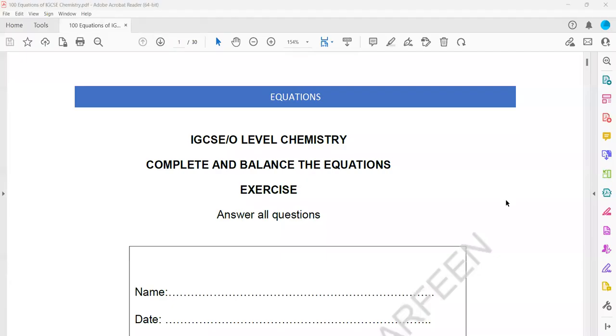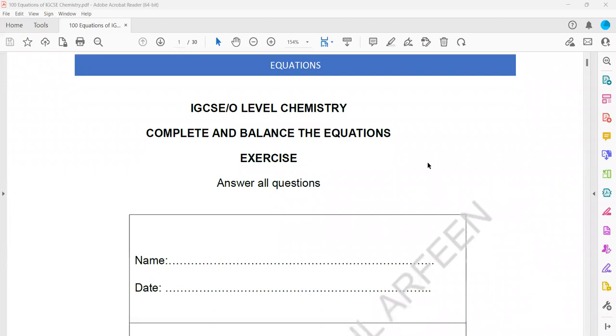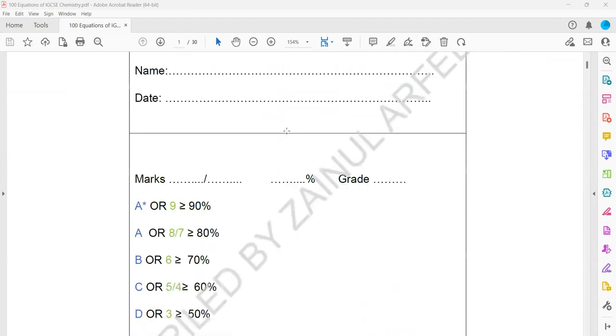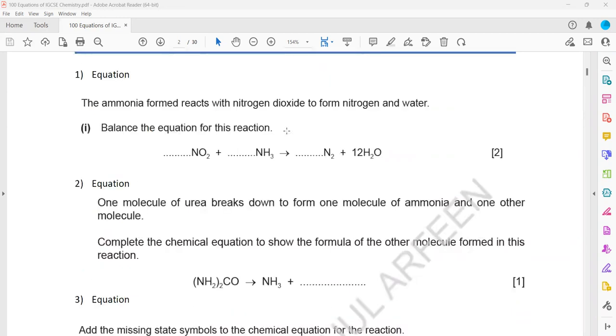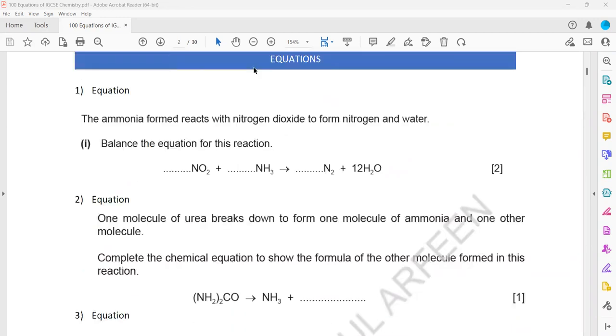So this exercise is related to complete and balance the equation, and it's about 30 pages. So we'll solve like 2-3 pages each session. You can use a screen annotation, chat, or you can also use your mic to answer. Starting with the first one.